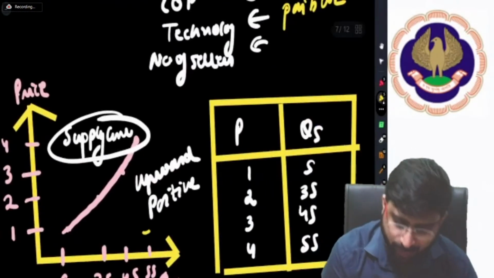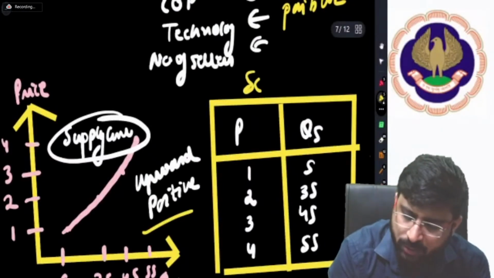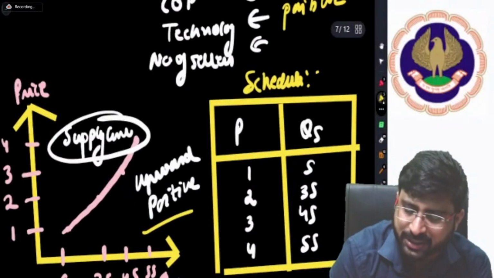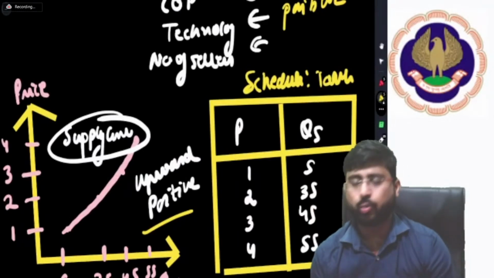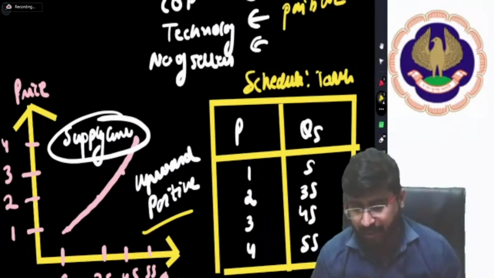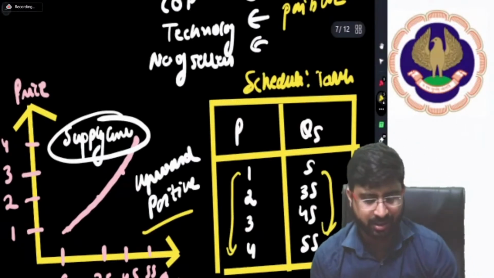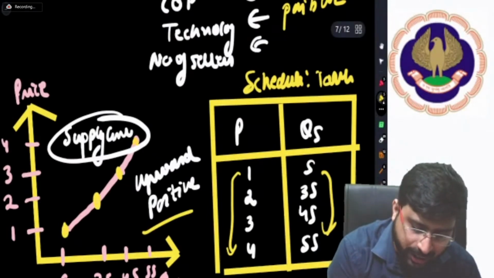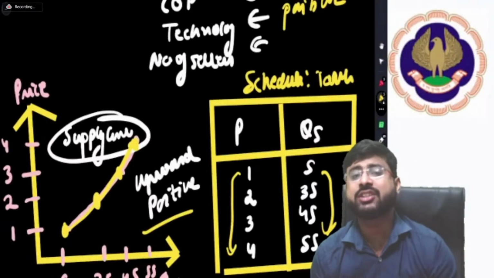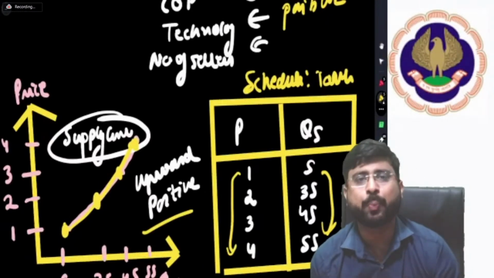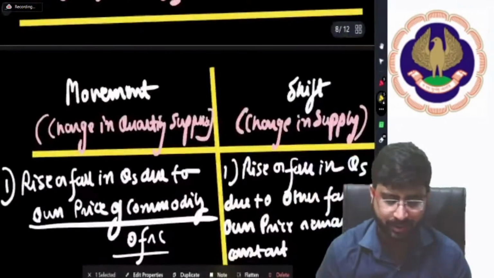This is how a typical upward sloping supply curve looks like. And this is an individual supply schedule. What is a schedule, sir? Schedule in economics, my dear friends, means table. So more the price, more the quantity supplied. That's the direct relationship. And so as you keep plotting it again and again, you will see an upward sloping curve, which is your supply curve. Got it, sir?